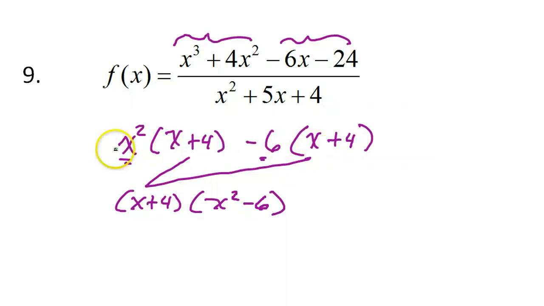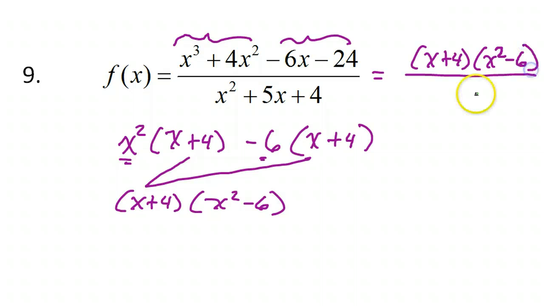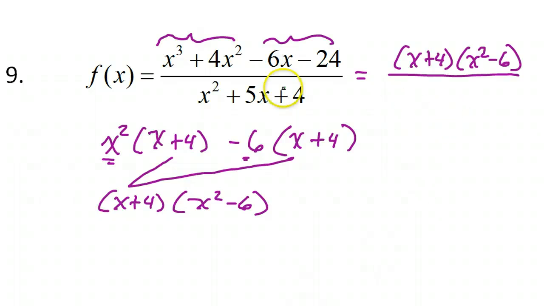So there we just factored the numerator. I'm just going to copy this. So this numerator is going to become x plus 4 times x squared minus 6. Great. Now let's factor the denominator. The denominator, x squared can only factor as x times x. Looking at this 4, it could be 2 times 2, but I'm thinking 4 times 1 because I've got an eye on the 5.